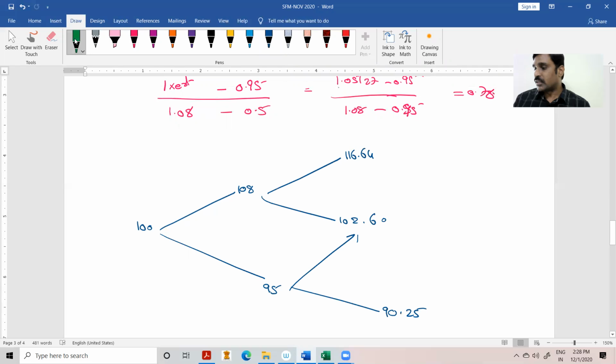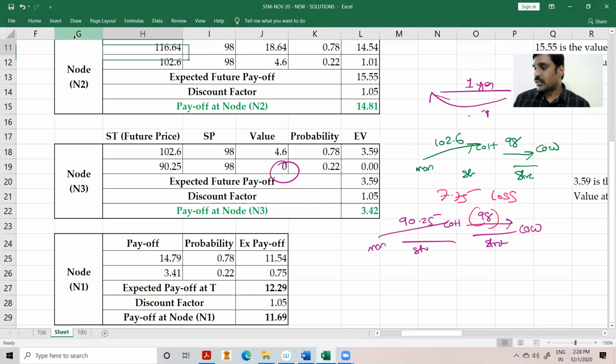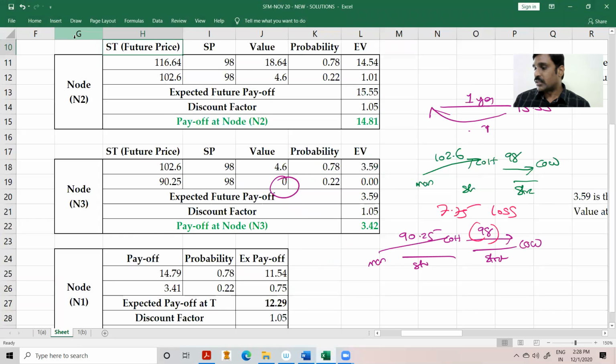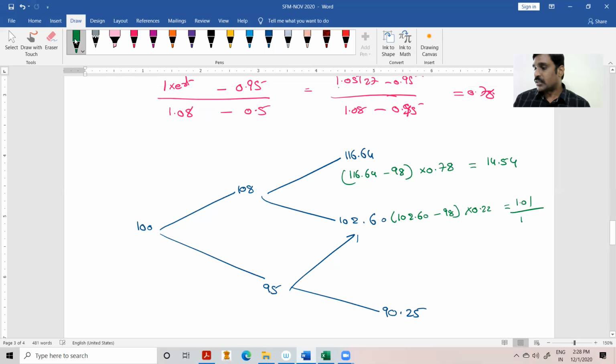Okay, right. So here I am getting a payoff of what? 116.64 minus 98. I'll get how much? 18 rupees, approximately 18 rupees. What is the chance of getting that? Into 0.78 is equal to 14.54. Here 102.60 minus 98 into 0.22, how much will I get? 1.01. So in total 15.55.